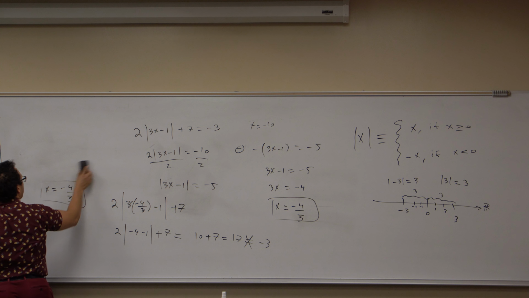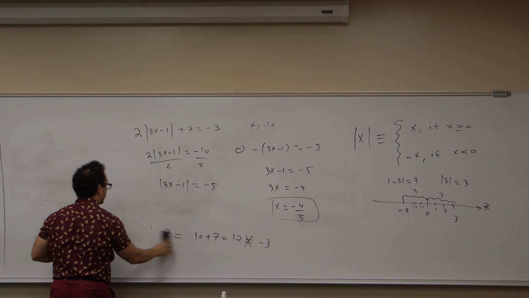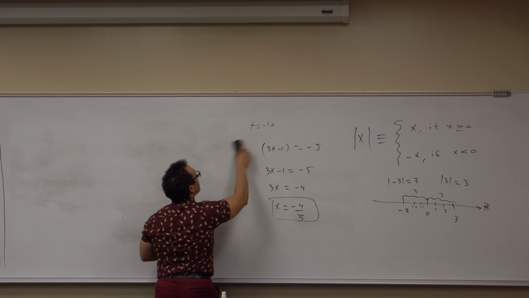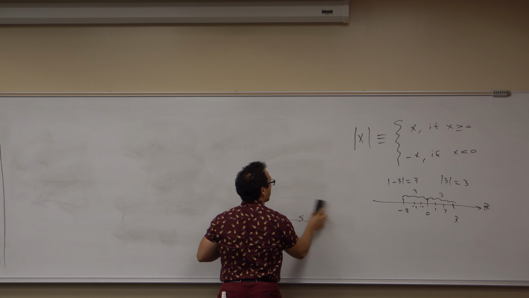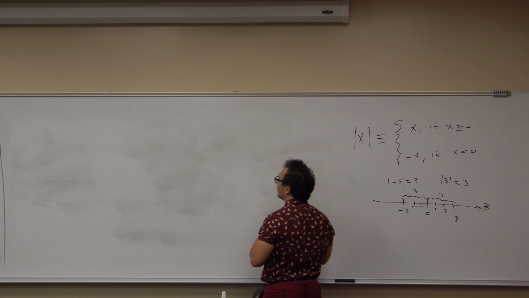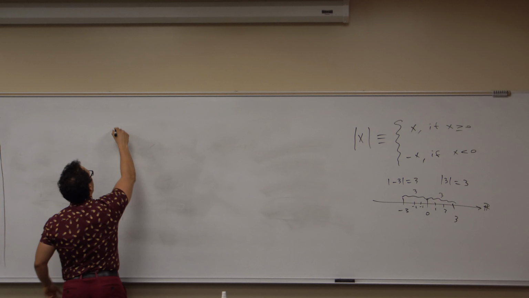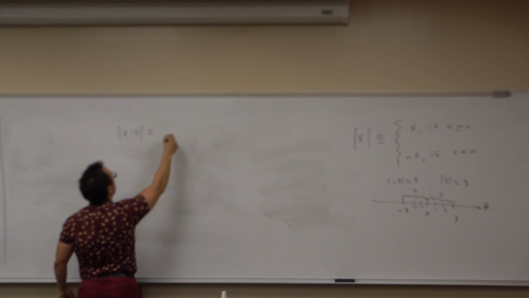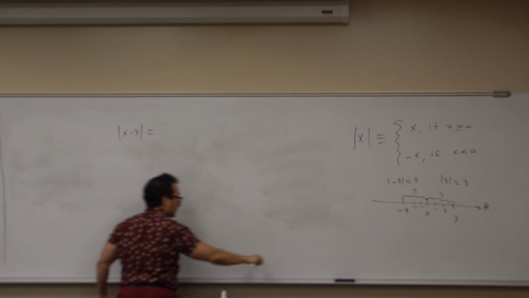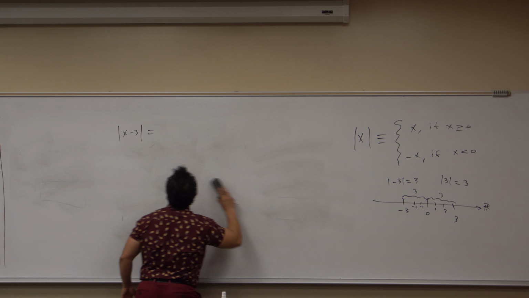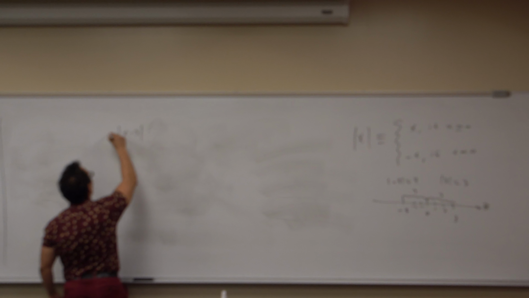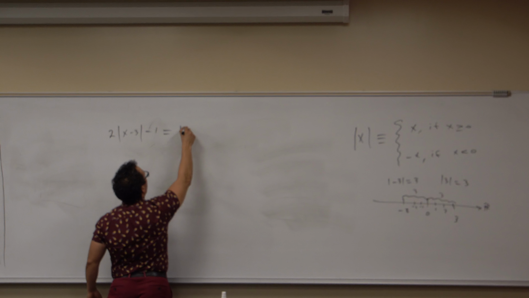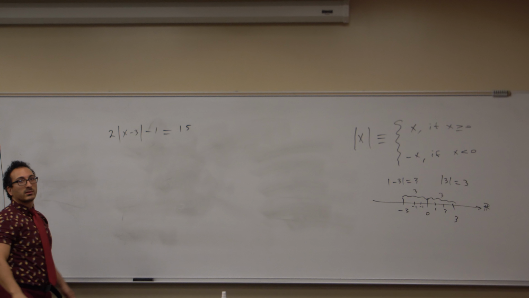Let's do another case. Grab some real estate. Let's do 2 times the absolute value of x minus 3. When does this equal, well, let's modify this slightly. That's too easy. 2 times the absolute value of x minus 3, minus a 1. When does this equal, let's say, a 15, all right?